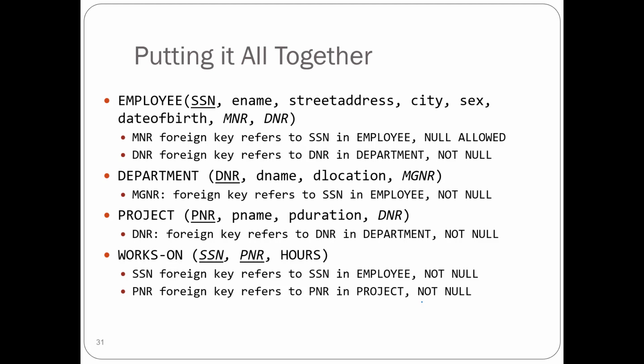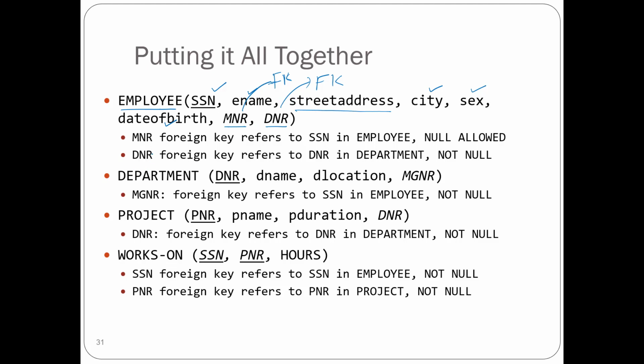So for the employee entity type, now we have the employee relation with social security number SSN as the primary key. Then we have e-name, street address. Here e-name and street address are assumed to be atomic. If not, then we'll have to break them down into components, and we'll have that many attributes here. You have city, then the sex of the employee, date of birth of the employee. MNR is the foreign key for the manager who is managing an employee. DNR is again a foreign key, corresponding to the department in which this employee is working.